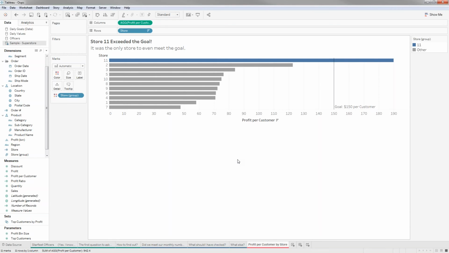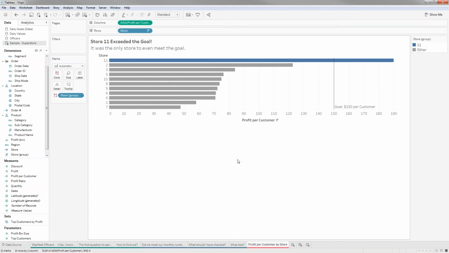And there might be some other cleanup that I want to do here to make it even more presentable to my audience. But I think to myself that I've got a pretty compelling story here, and I think that it really is going to go a long way towards helping management understand what's going on, and maybe store 11 is going to get some promotions or bonuses. Some of the other stores did okay, but maybe some of them could use some work.